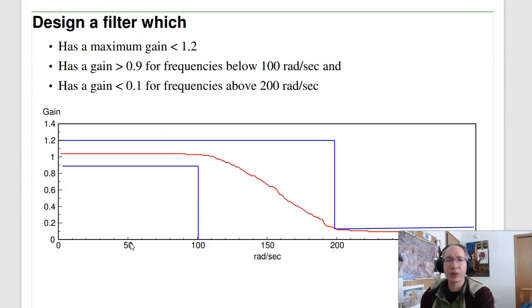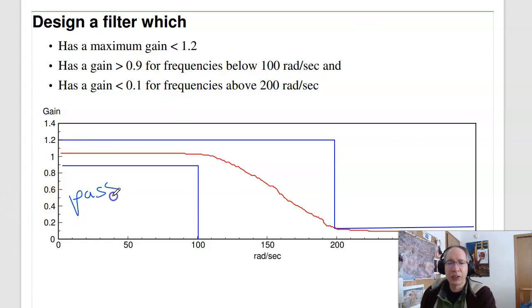So, start with the requirements. Requirements are all important. Requirements drive the design. Typical filter requirements look like this. Suppose I want to define a pass band and a reject band. I want the pass band to be between 0 and 100 radians per second, where pass means the gain is at least 0.9 and the gain is no more than 1.2.